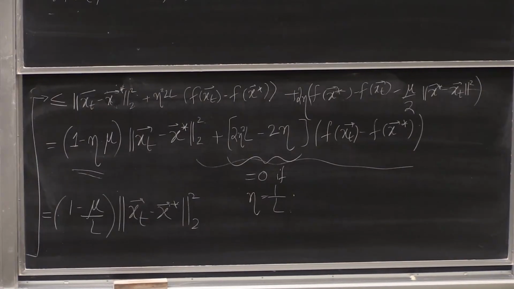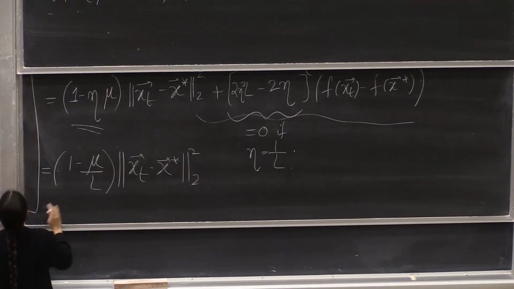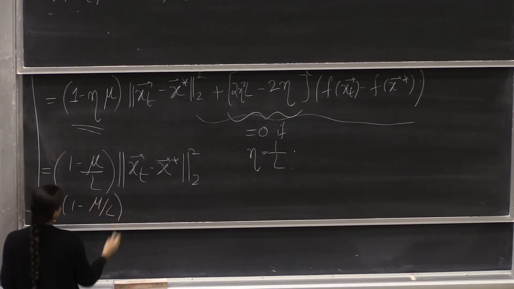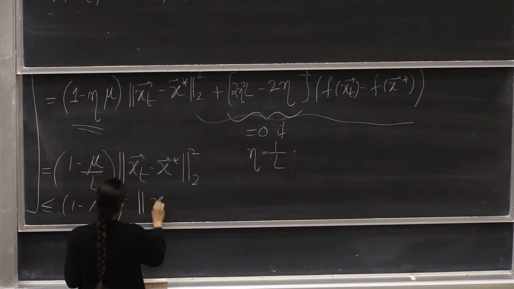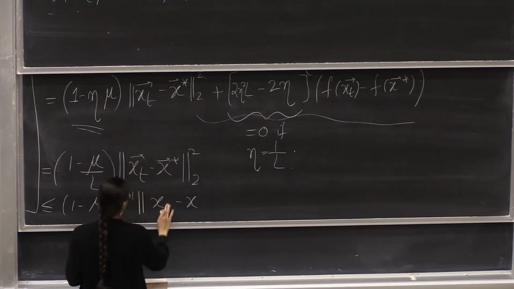And now I'm basically almost done, right? So now I can do the same recursion. And so what do I get if I keep recursing this? This is now less than or equal to 1 minus mu over L to the t times x1 minus, or I can say t plus 1 and put an x naught here.